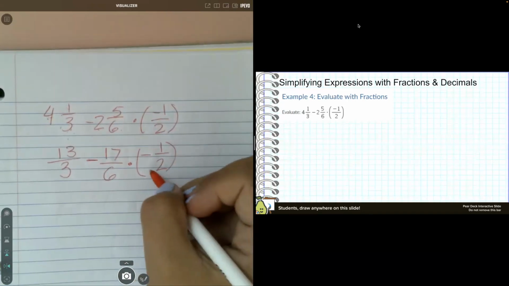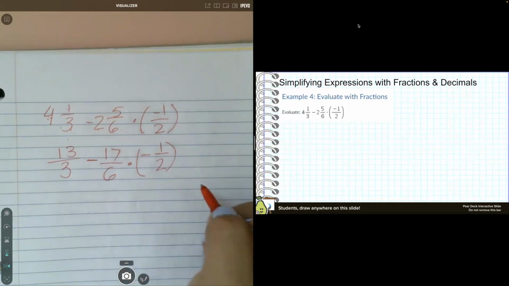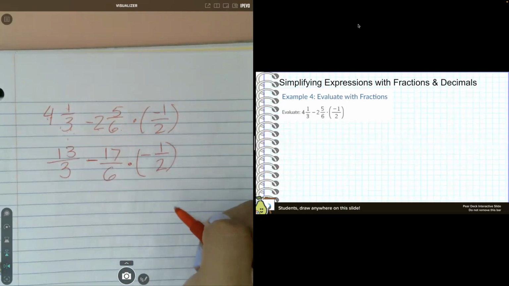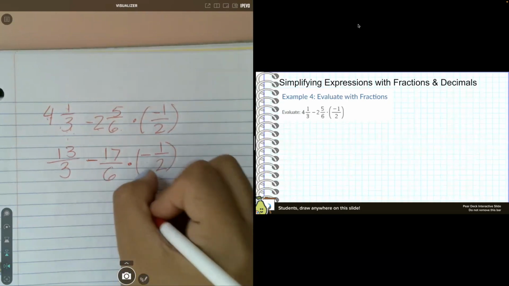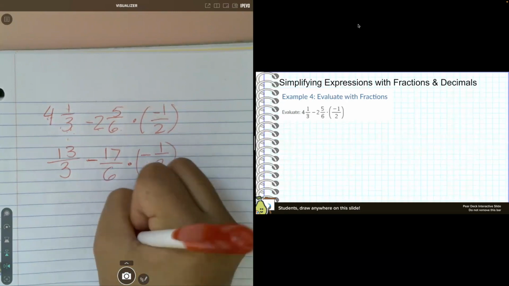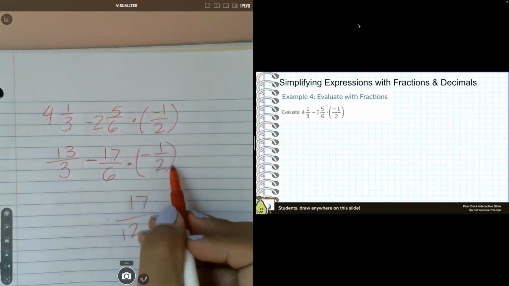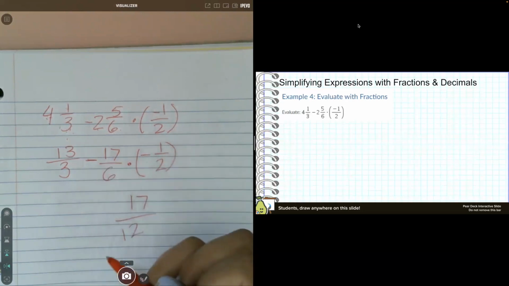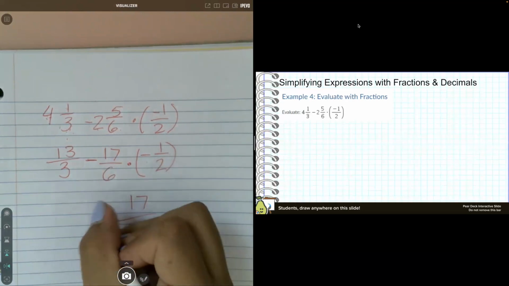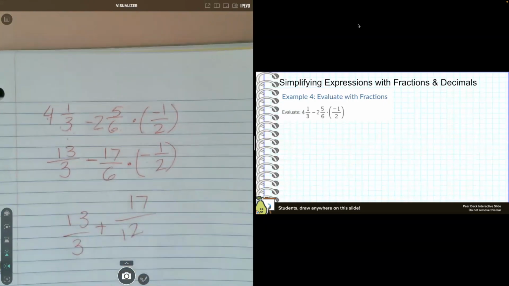So I'm going to start with the multiplication because that's what order of operations tells me. Negative 17 times negative 1 is positive 17. 6 times 2 is 12. I have 17 over 12 here, and that is positive because negative times negative equals a positive. So I'm going to add this together with my 13 over 3.